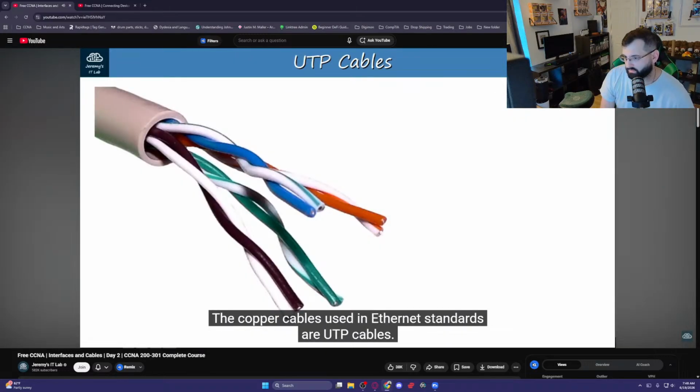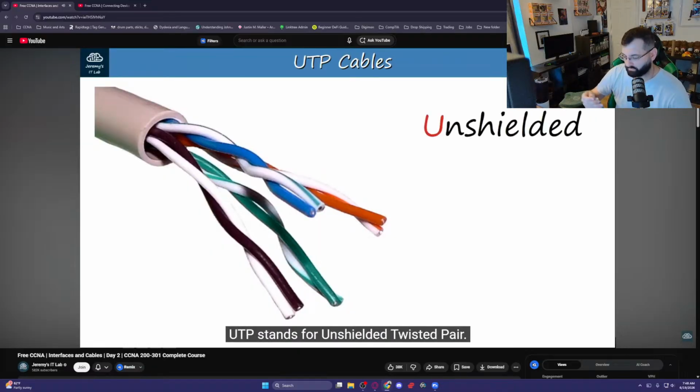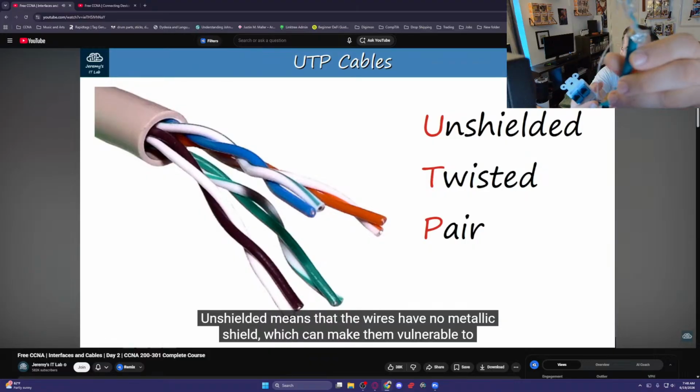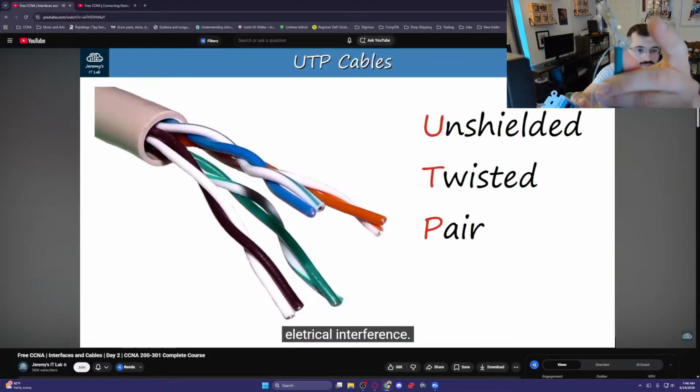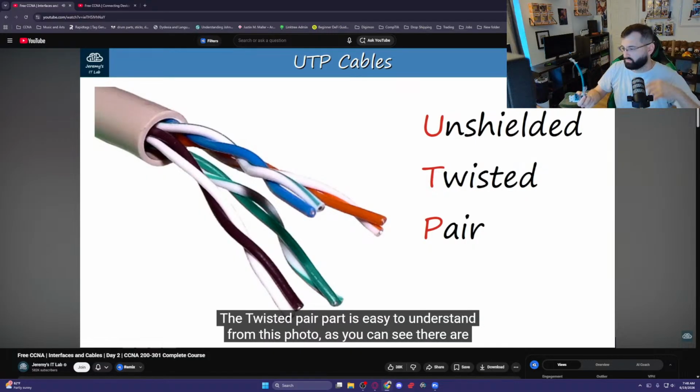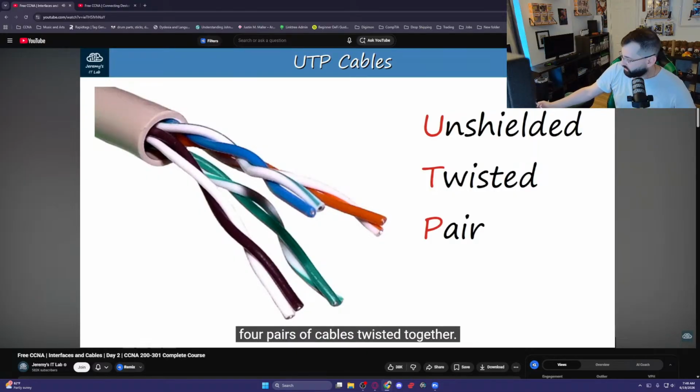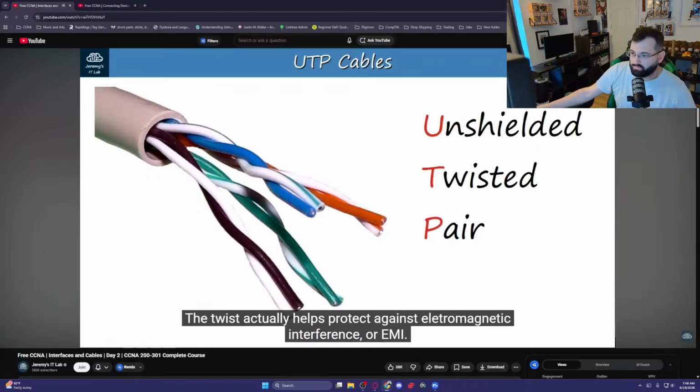Okay, now let's continue and look in more detail at the physical cables themselves. The copper cables used in Ethernet standards are UTP cables. UTP stands for unshielded twisted pair. Unshielded means that the wires have no metallic shield, which can make them vulnerable to electrical interference. The twisted pair part is easy to understand from this photo. As you can see, there are 4 pairs of cables twisted together. The twist actually helps protect against electromagnetic interference, or EMI.